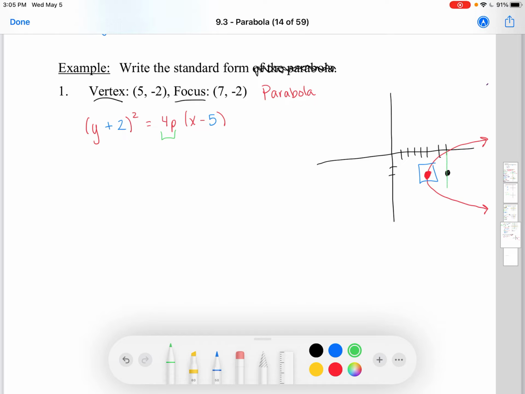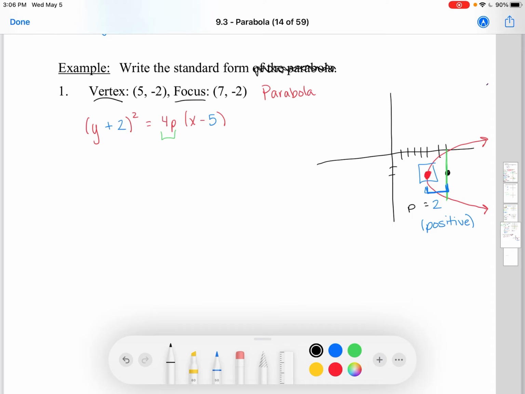I don't need to know the full distance from the vertex, from the parabola through the focus out to the parabola again, because that ratio is already done for me. The only thing I need to know is the p value. And so in order to find the p, I have to go from the vertex out to the focus and count those coordinates. So the length from the vertex out to the focus is a length of 2. More importantly, it was going to the right, so I'm still going to make sure that it's positive because I want my p to be positive as it was moving to the right. And that just told you your p value.